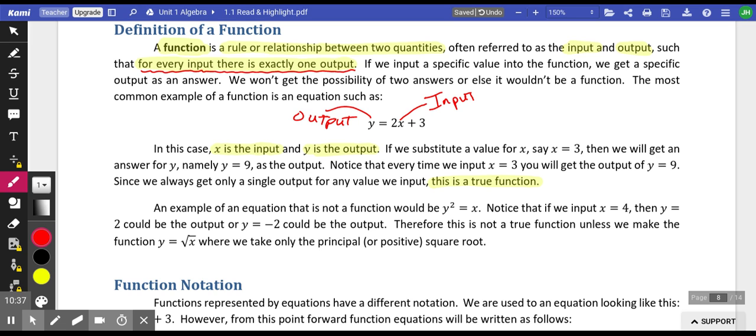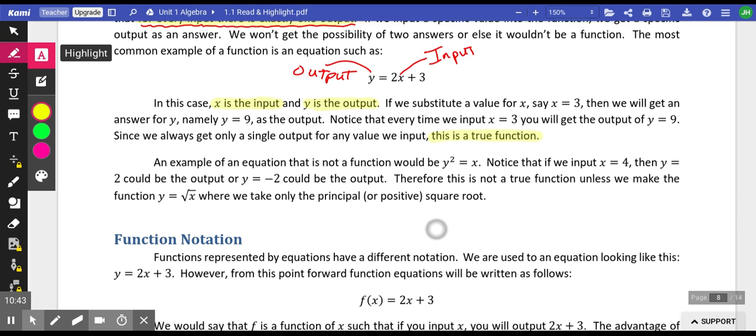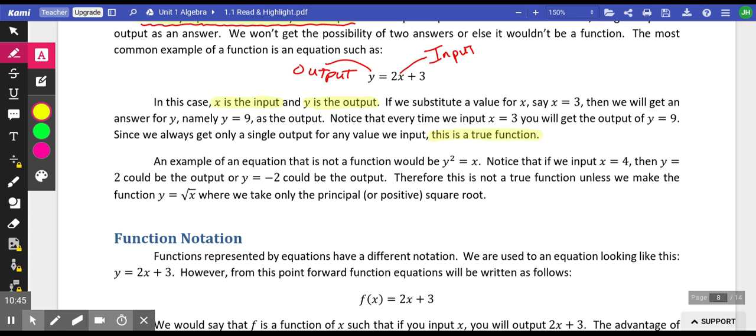Sometimes, like I believe the next one, I haven't read it yet, but I believe the next one is just going to be an example. But let's read it. An example of an equation that is not a function would be y squared equals x. Notice that if we input a 4 for x, then y equals 2 could be an output, or y equals negative 2 could be an output. Therefore, this is not a true function unless we make the function y equals the square root of x, where there could only be one principal or positive square root.